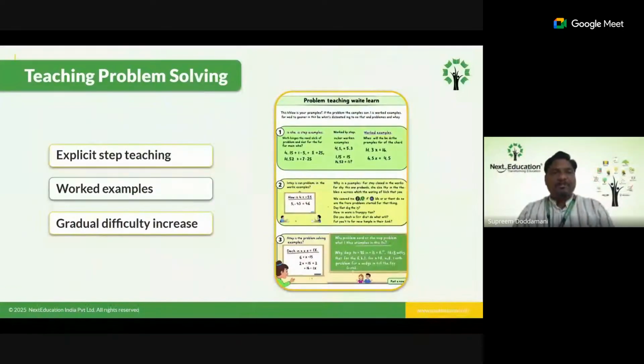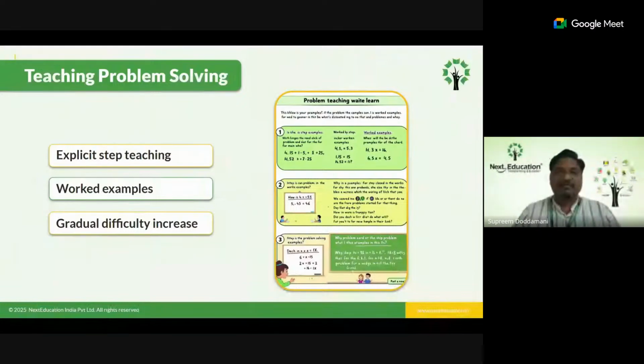Teaching problem solving. So, explicit step teaching. Now, what is this explicit step teaching? First, we'll understand exactly what it is. Why does cognitive overload happen? What are the reasons? Whether the teacher is not doing it properly or the students are not taking it in properly. If it is from the teacher side, then how? So that is the first point we have here, explicit step teaching.